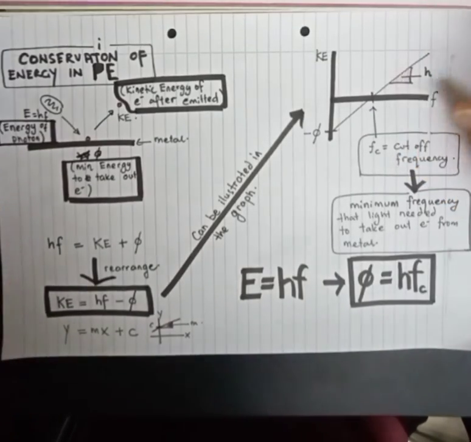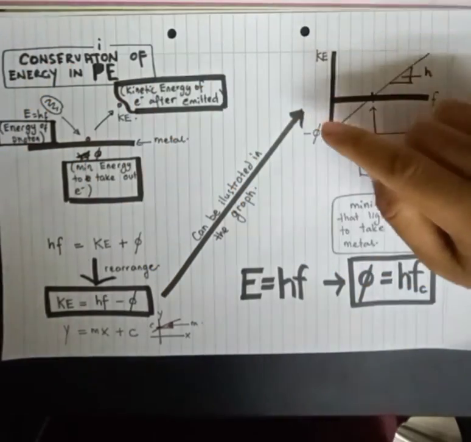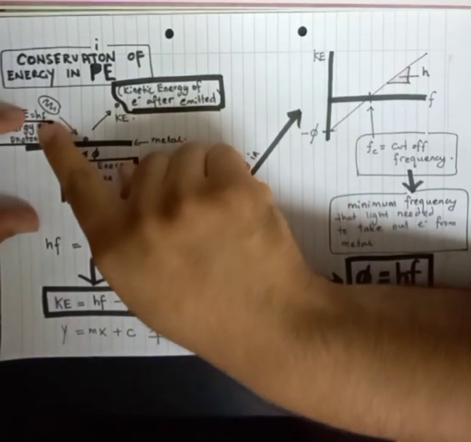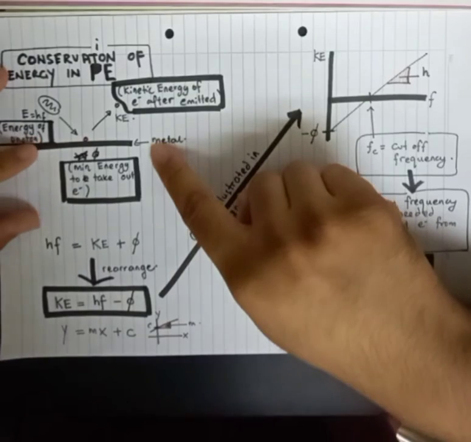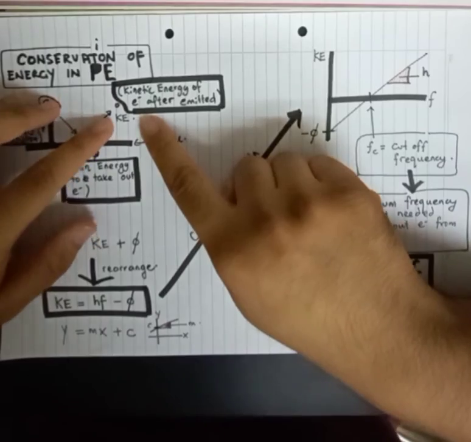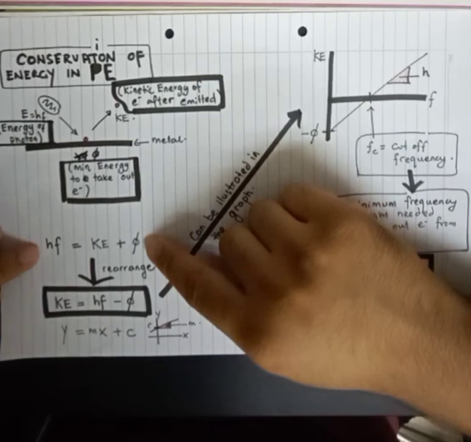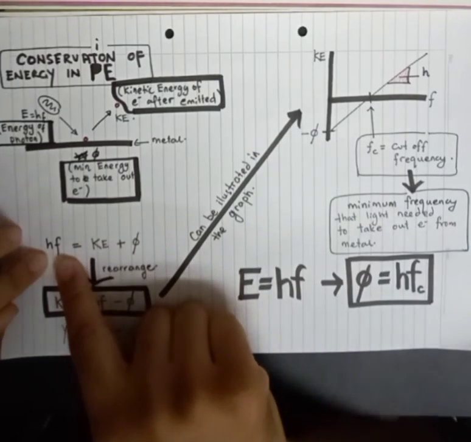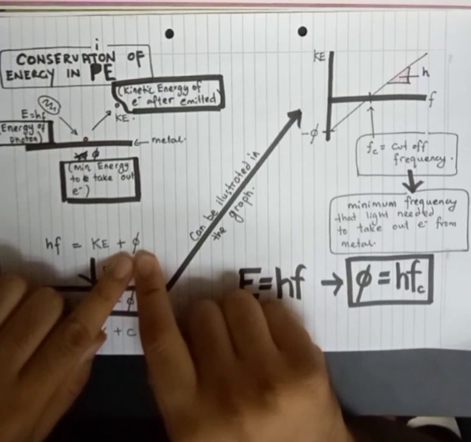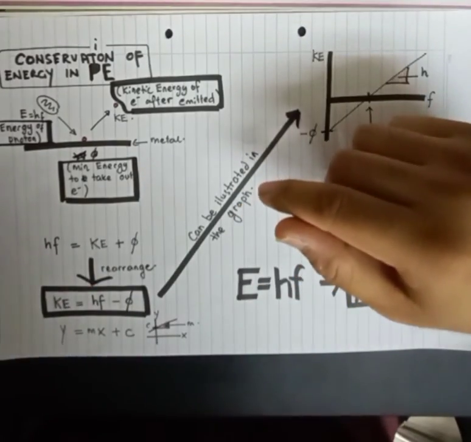Now let's apply the conservation of energy to the photoelectric effect. Okay, we have already seen this kind of diagram. This is a photon with energy hf hitting the metal, and then the electron is ejected with some kinetic energy. If we apply the conservation of energy, we get this equation: the energy of light is used to take the electron out from the metal, and the extra energy is converted to the kinetic energy of the electron, which allows the electron to move with some velocity.